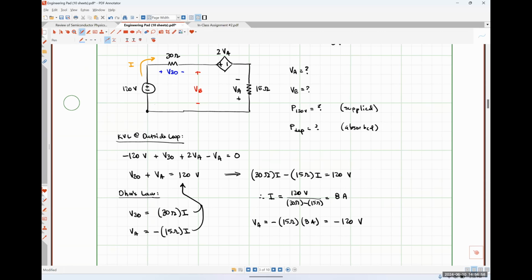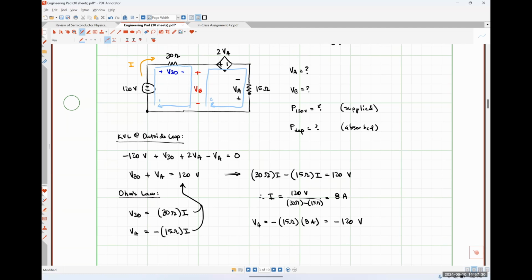But there's nothing that's preventing us from writing a Kirchhoff's voltage law equation around this loop, where I've just arbitrarily chosen to go in a clockwise direction, or around this loop, where once again I've arbitrarily chosen to go in a clockwise direction. I'm going to call this 1 and this one 2. So Kirchhoff's voltage law is just the sum of the voltage drops around any closed path.